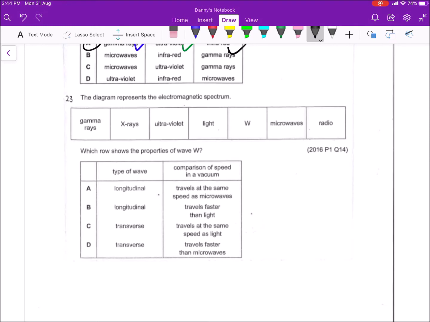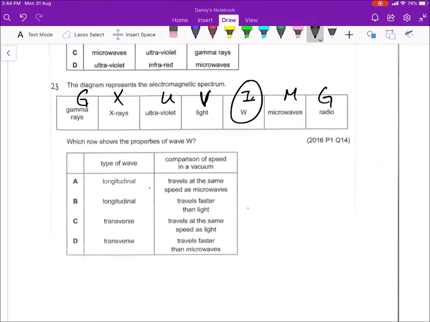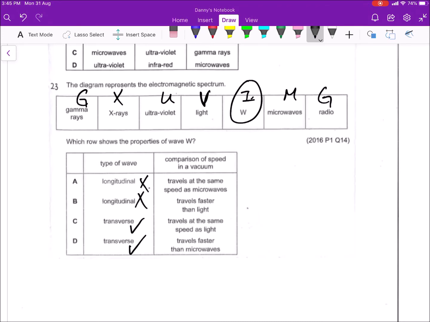Okay, next question. Again, I am talking about the EM spectrum. So Gorilla X urinate violently in my room. Yeah, V stands for visible light. So what is I? I would be infrared. So which row shows the property of W? All EM spectrum is your transverse wave. I already said many times, longitudinal wave, there are two: sound wave and your slinky if you push it back and forth.